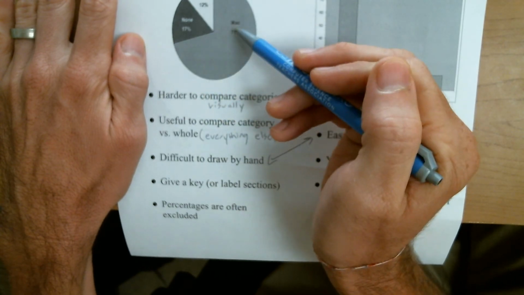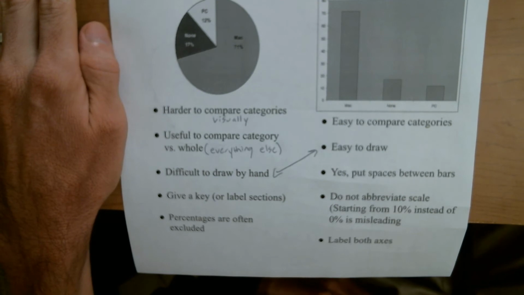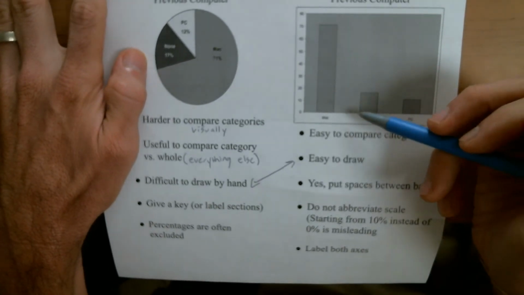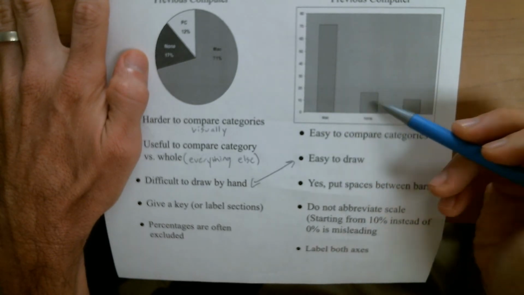Sometimes you'll see percentages. Sometimes you'll see just raw counts. Either way, both are sort of valuable there. Bar graph, just a couple of things to know here. Make sure that you have spaces in between your bars. There should always be spaces in between your bars.